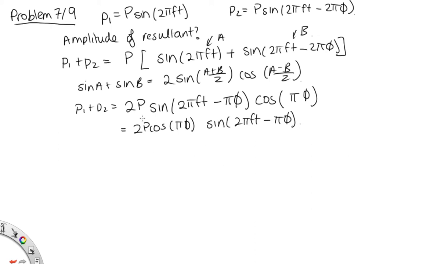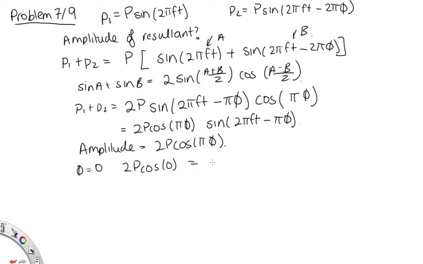Okay, so what we need to do now is evaluate this amplitude at the values of phi we're given. So amplitude is equal to 2p cos pi phi. So when phi is equal to 0, we've got 2p cos of 0, and cos of 0 is 1, so this is equal to 2p.